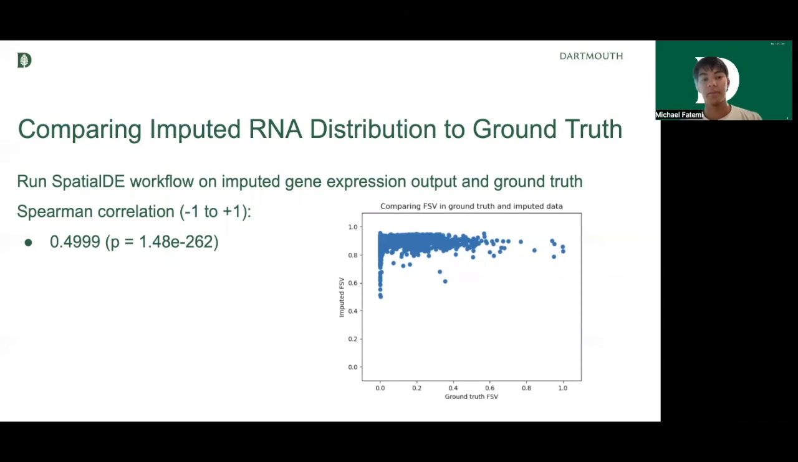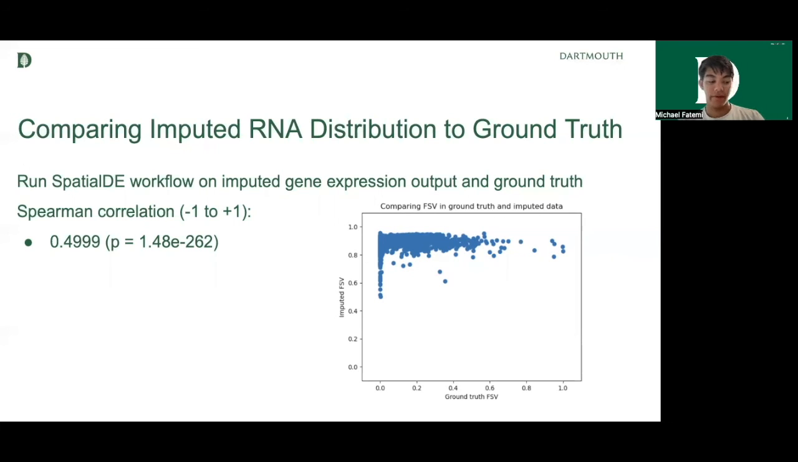Here we compare the imputed RNA distribution to the ground truth. So we run the spatial differential expression workflow on imputed gene expression, and then we compare the results from the imputed RNA with the actual ground truth RNA. And we found that there's a Spearman correlation, which is a metric that tells how well the 2 distributions can be modeled with a monotonically increasing function. The Spearman correlation is 0.4999, and it can range from -1 to 1. So this is a modest correlation here.